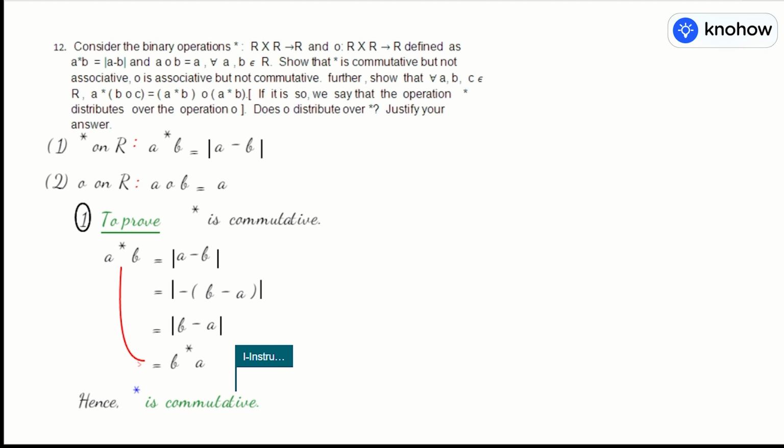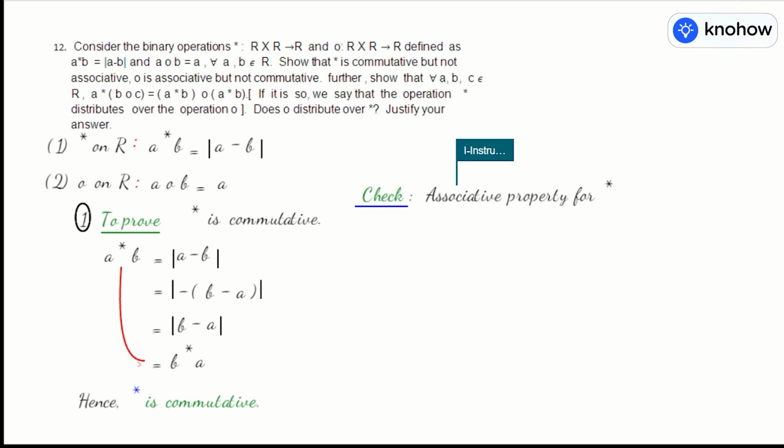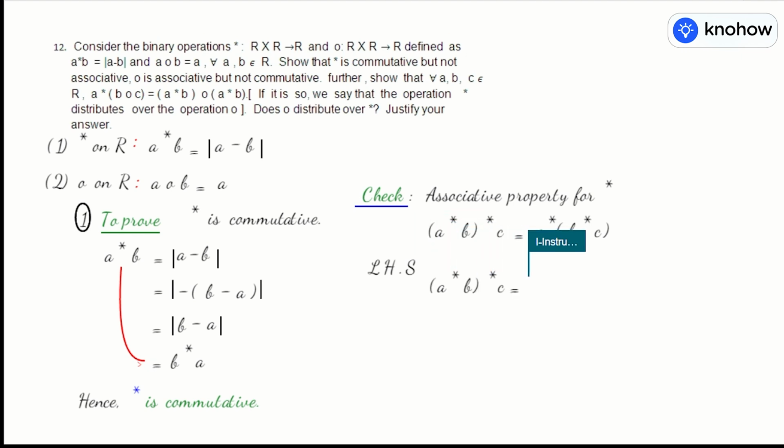And now let me check the associative property for this binary operation star. That means I have to check A star B star C whether it is equal to A star B star C or not. So take left hand side, A star B star C. Now what is A star B? Modulus of A minus B star C will be what? Modulus of modulus A minus B minus C. This is your left hand side.